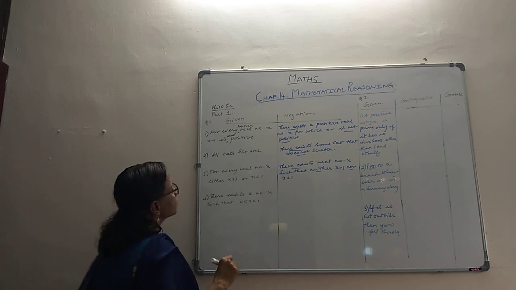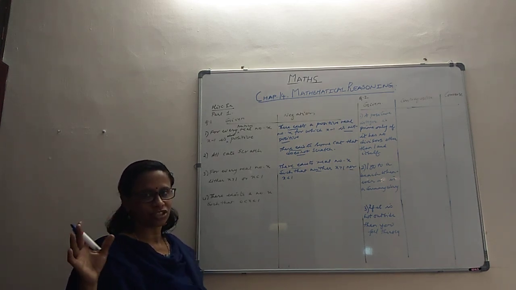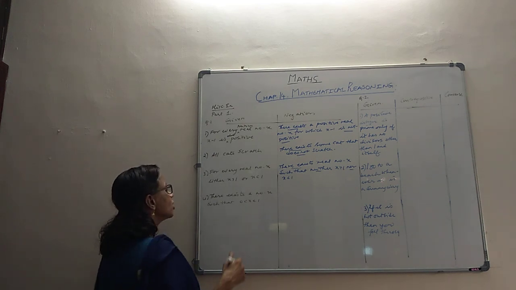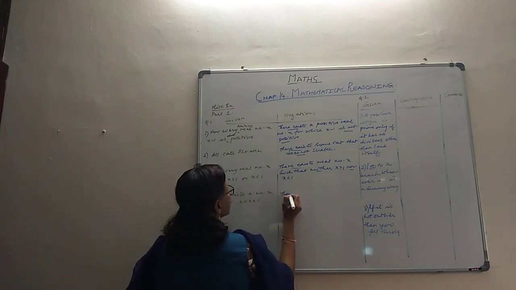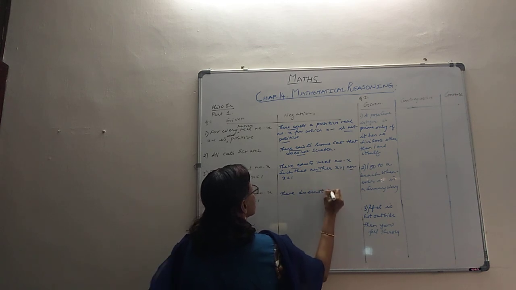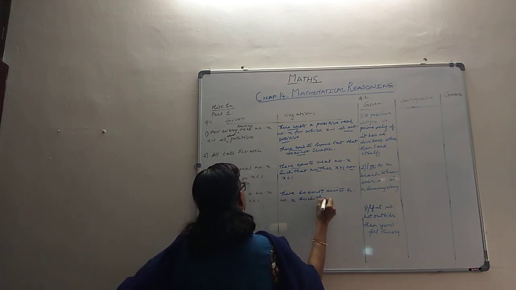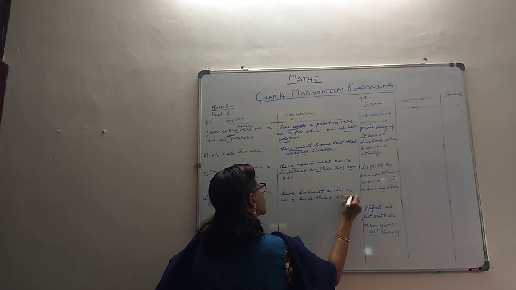There exists a number x such that 0 is less than x less than 1. Generally we write, there does not exist. So there does not exist, directly we get it. There does not exist a number x such that 0 is less than x less than 1.